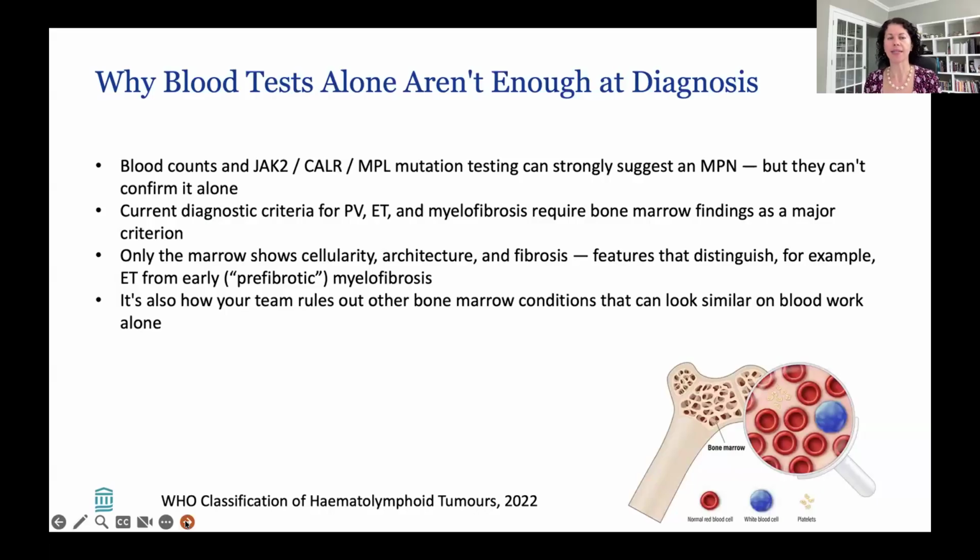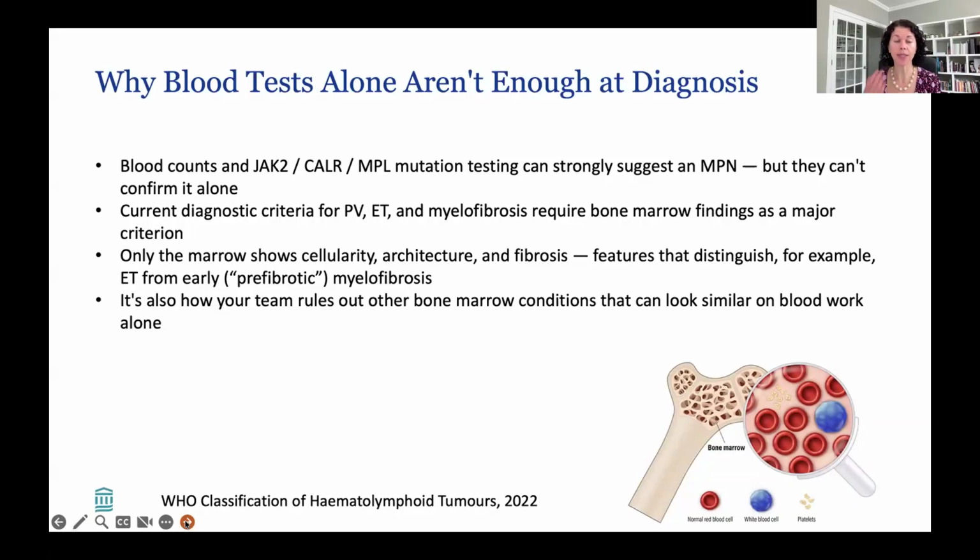So why are blood tests not enough at diagnosis? Like I mentioned, the blood counts and the presence of these mutations strongly suggest that a person has an MPN, but they're not confirmatory by themselves. So in some instances, the bone marrow biopsy is more useful, and in some other instances, we can say, maybe you can skip it this time. And I think it's important to be aware of that.